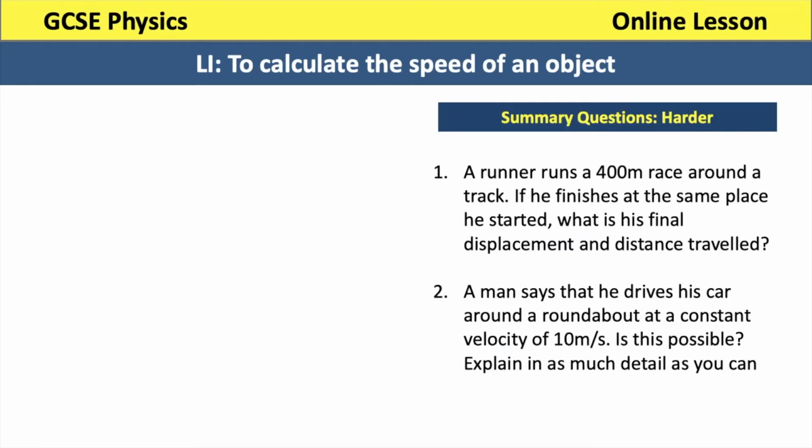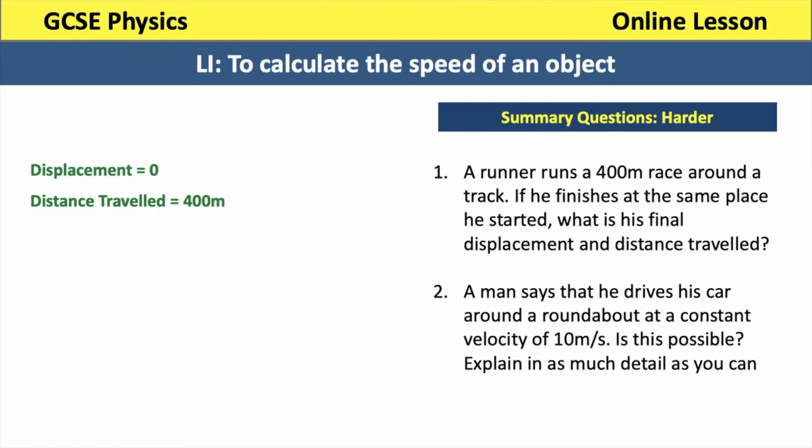Now, for the harder summary questions, we were told a runner runs a 400 metre race around a track and that person finishes at the same place that they started. That means that the overall displacement of that person is actually 0 because they've ended up back where they started. However, the total distance travelled by the runner is instead 400 metres.